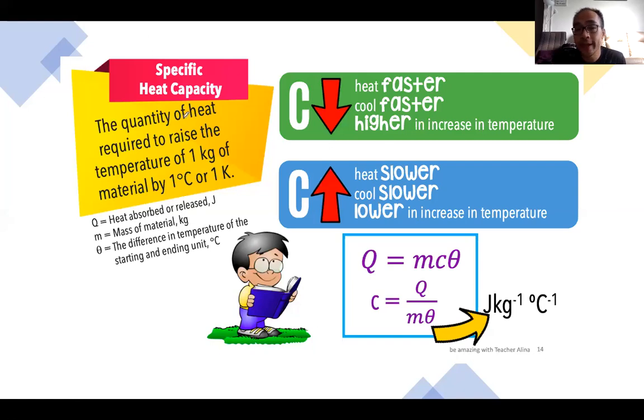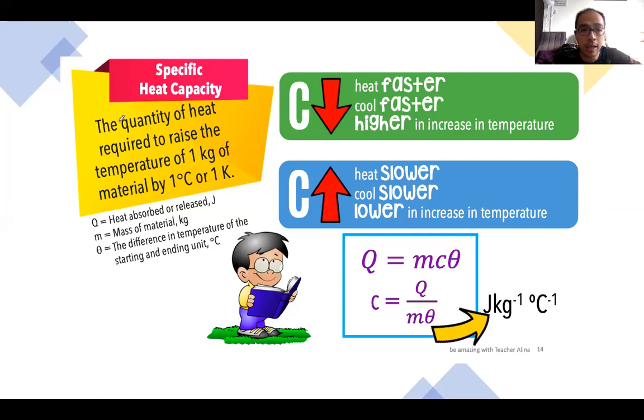Next is specific heat capacity. And this is the definition of specific heat capacity. We find that it's almost the same as heat capacity, except that because of the word specific, we have to add in the word 1 kg. Okay, so I want to point out that there are 4 things that must be mentioned when you talk about the definition of specific heat capacity.